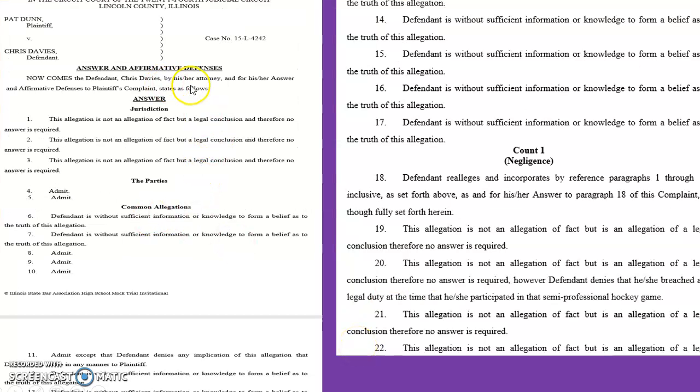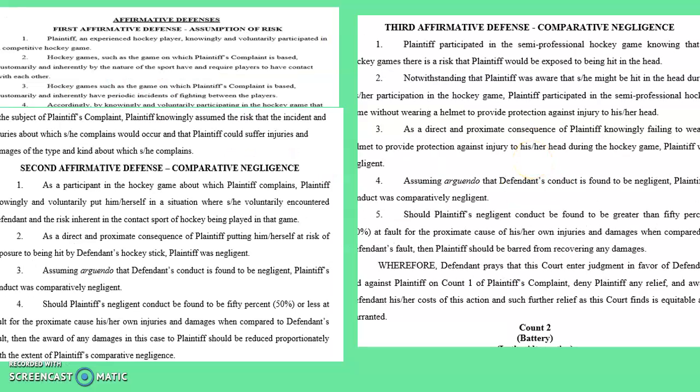And then the next slide is Chris Davies' answer and his affirmative defenses. This is his answer right here to count 1, negligence. Then in this part, Chris Davies raises his affirmative defenses. In the first part, he states that there was an assumption of risk when you play hockey, and then the plaintiff should have been aware of that.